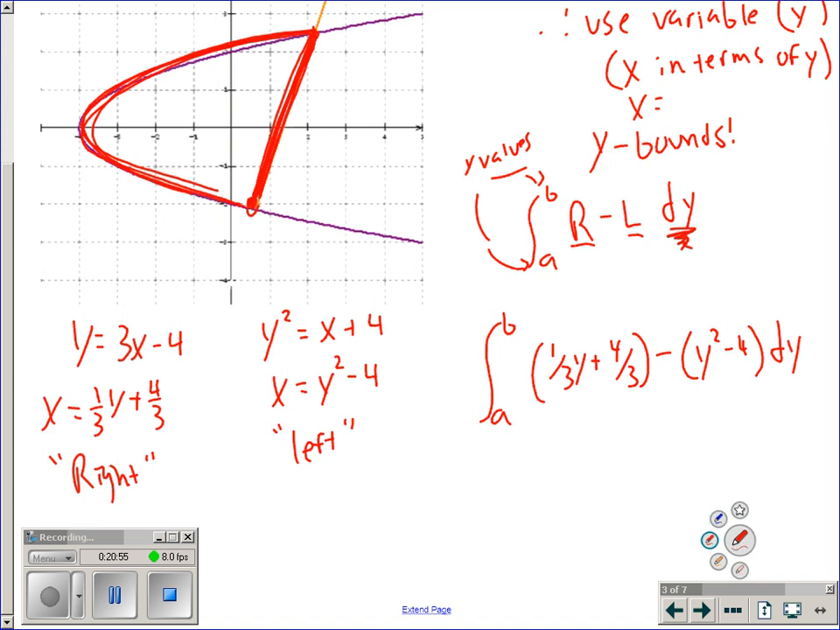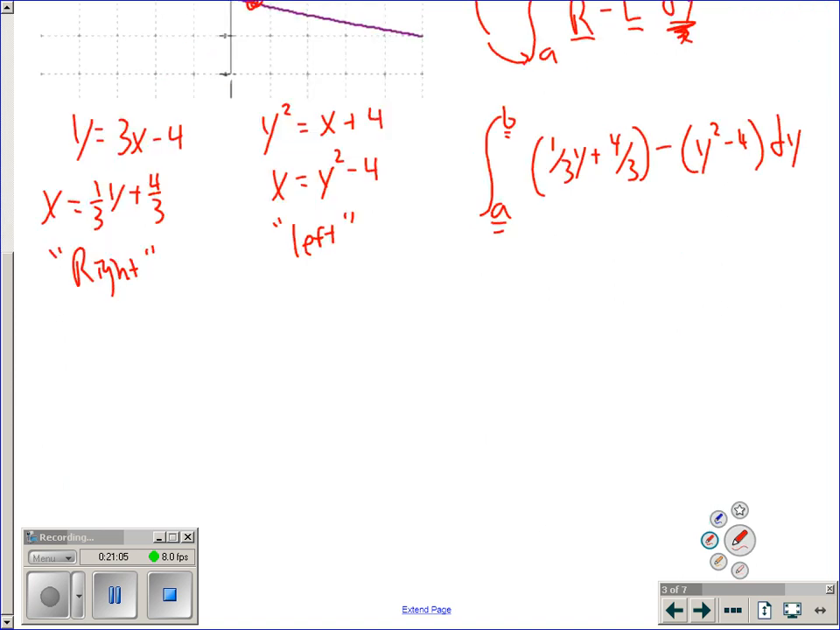Now, the only other thing I need to get is my a and my b. Well, that's the intersection, and that's the intersection in terms of y. So all you have to do is set the equations equal to each other and solve for y. So I can literally just set this equal to this.